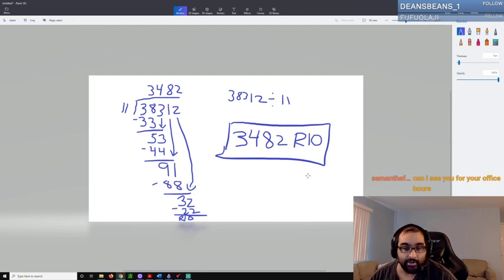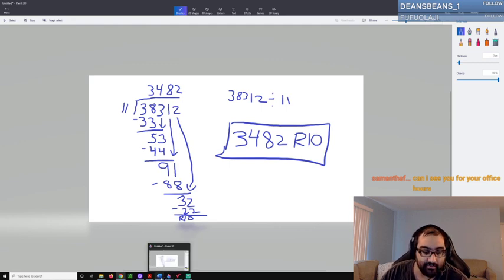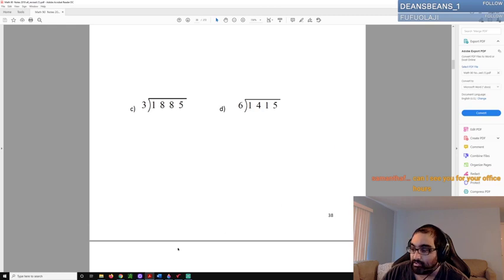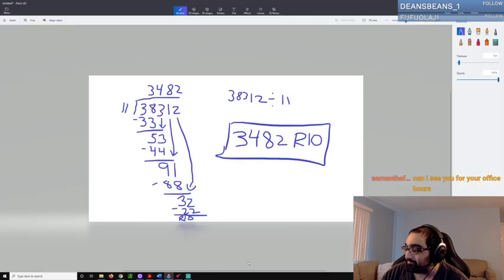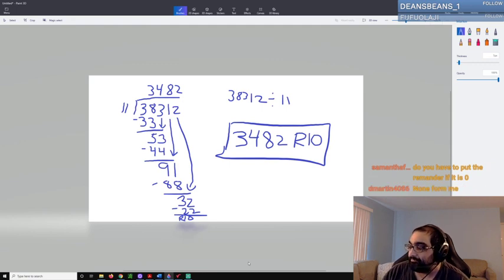Are there any questions about short/long division here? We'll be doing more long division and stuff with division for next time, but just to see if you have any questions regarding that. Do you have to put the remainder if it's 0? No. If you have a remainder of 0, you do not have to put the remainder.